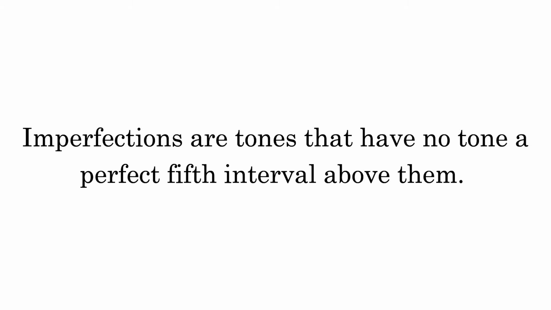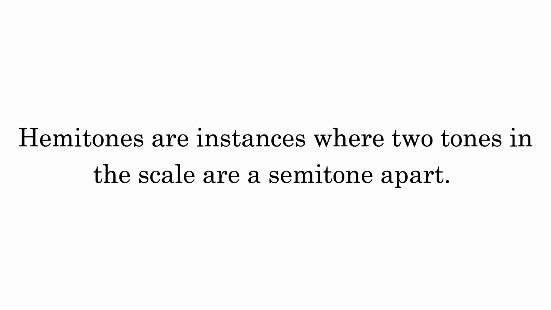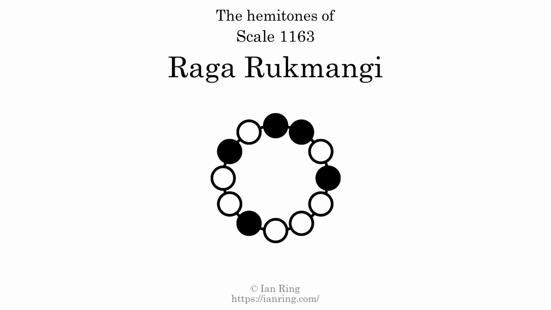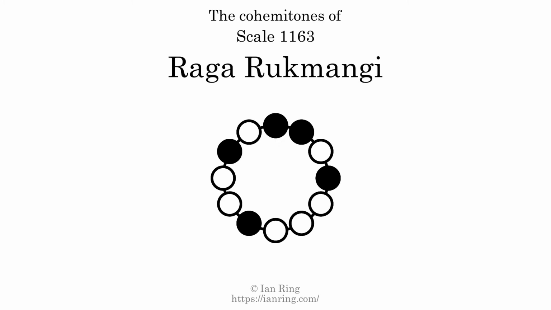Imperfections are tones that have no tone a perfect fifth interval above them. This scale has 3 imperfections. They are at positions here, here, and here. Hemitones are instances where 2 tones in the scale are a semitone apart. This scale has 1 hemitone here. Cohemitones are instances where 2 hemitones are beside each other. This scale has no cohemitones.